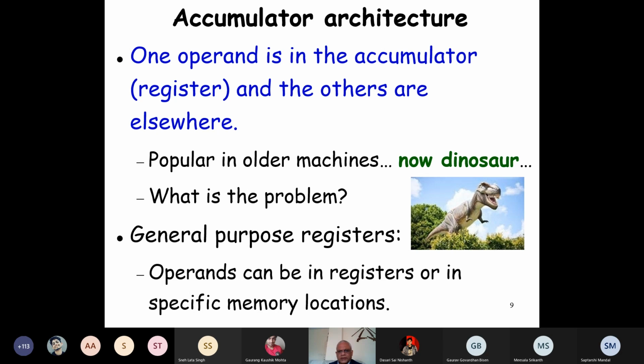I don't think that's the right answer. Anybody else? Sir, the original operand can be lost. When any operation is performed, when an accumulator fetches data and performs an addition or subtraction, the original value can be lost. So we have to either store it in another register.